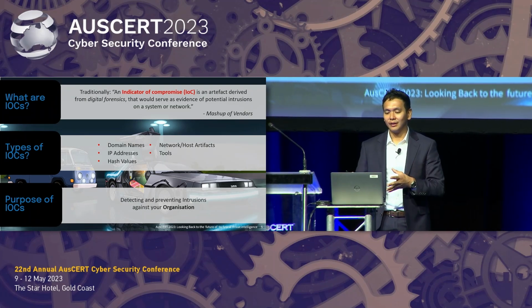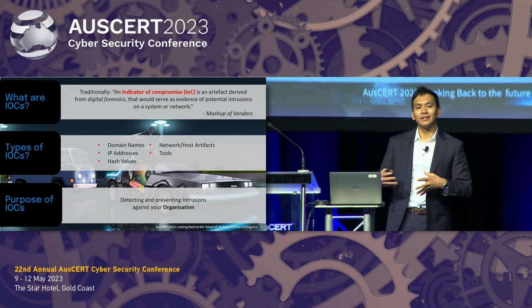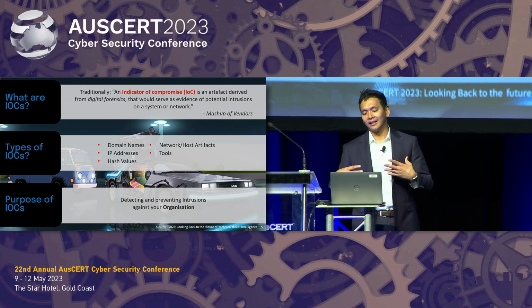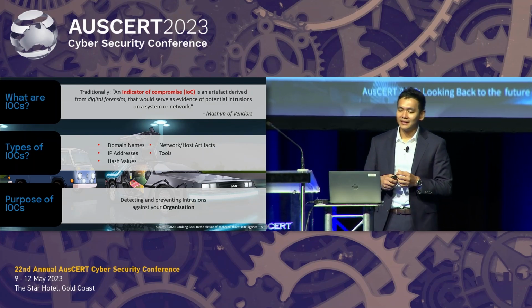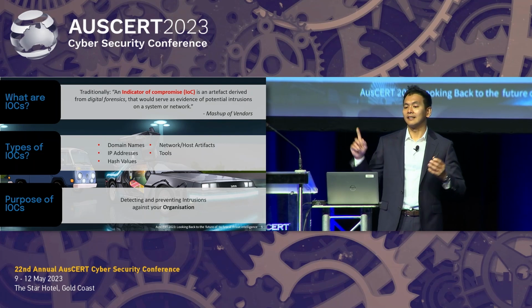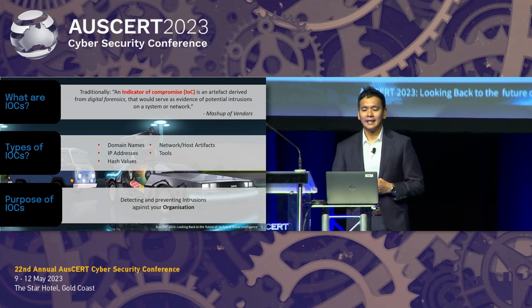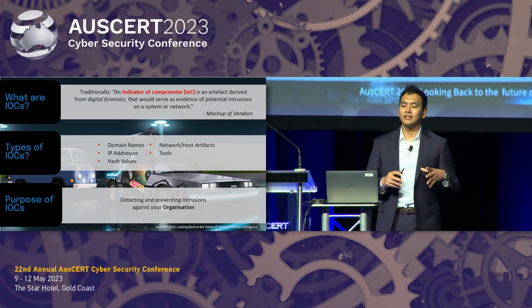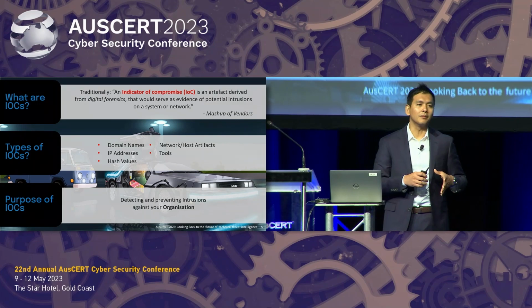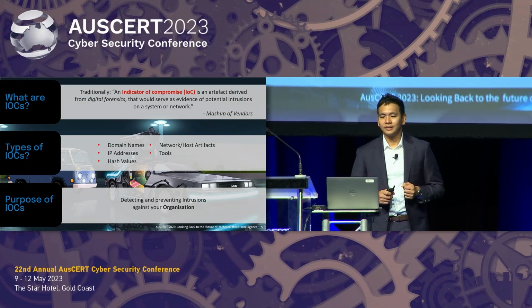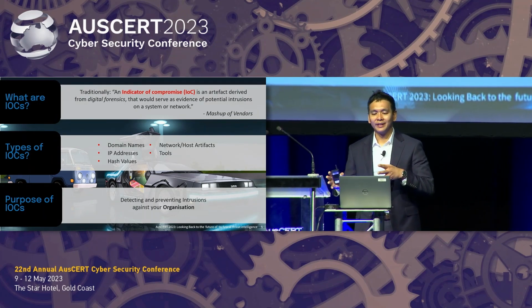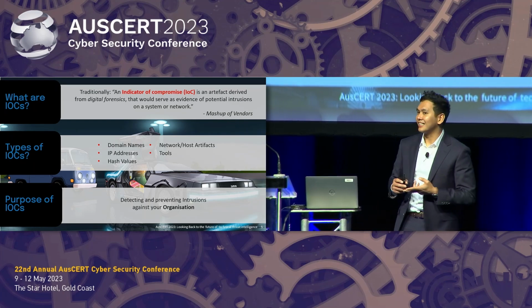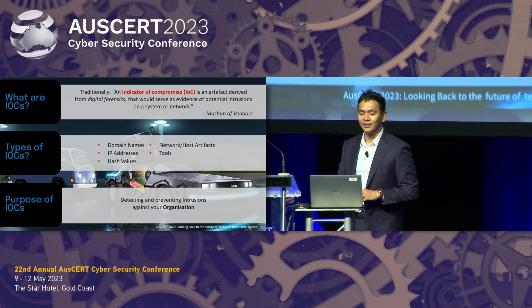So as a good citizen, netizen, you go Google, what's an indicator of compromise? So I got a mash of vendors and came up with this more concise description of indicators of compromise. It says here, an indicator of compromise is an artifact derived from digital forensics that will serve as evidence of potential intrusions on a system or network. So just from that definition alone, we can see that an IOC is actually an artifact. It's not actually threat intel, which we'll get to a little bit later.